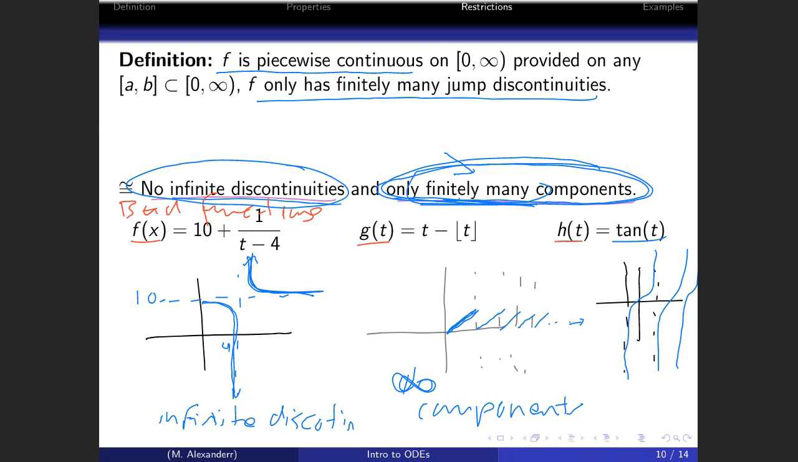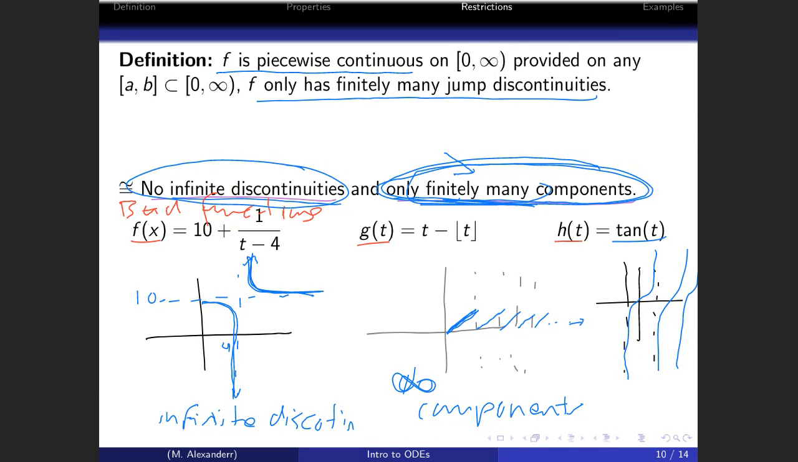And so that's why this tangent function is not a good function for the Laplace transform, because it's bad in both ways. It has infinitely many pieces, and it has infinite discontinuities. All right, so this is just to give you an idea of what piecewise continuous means. And so that's my rough definition, or my rough explanation of what piecewise continuous functions are.